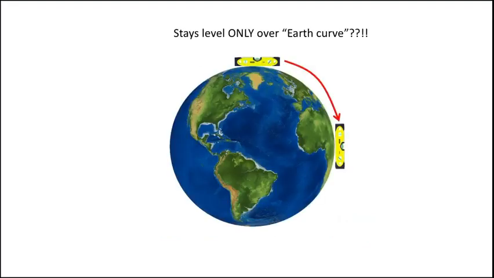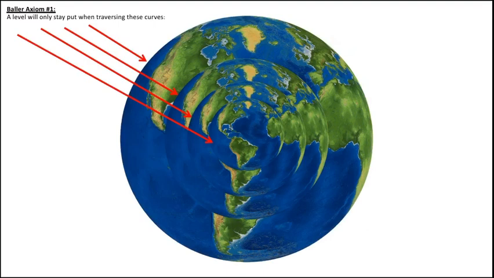And so here goes. Most important thing in order to earn your Ball Earth PhD is you have to believe this. It has to be at the beginning of your dissertation, and written there very explicitly, that a level can only stay level when traversing Earth curve. And so it can be any curved surface as long as it is concentric with Earth curve. So all of these will work. But a very important point that needs to be highlighted, and really is the foundation of the entire thesis, is that a level will only stay level when traversing Earth curve.